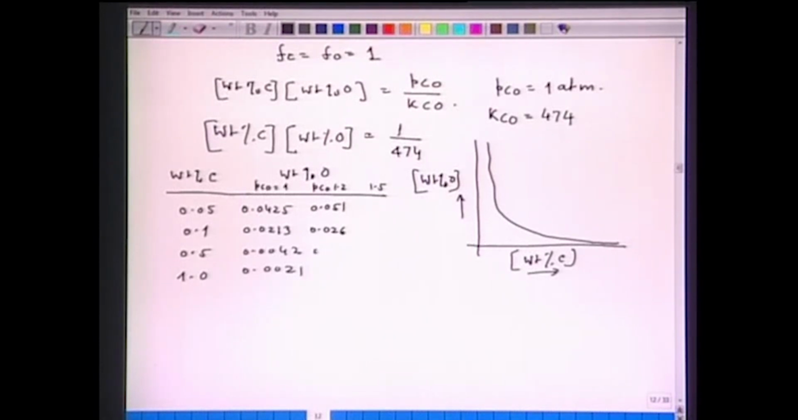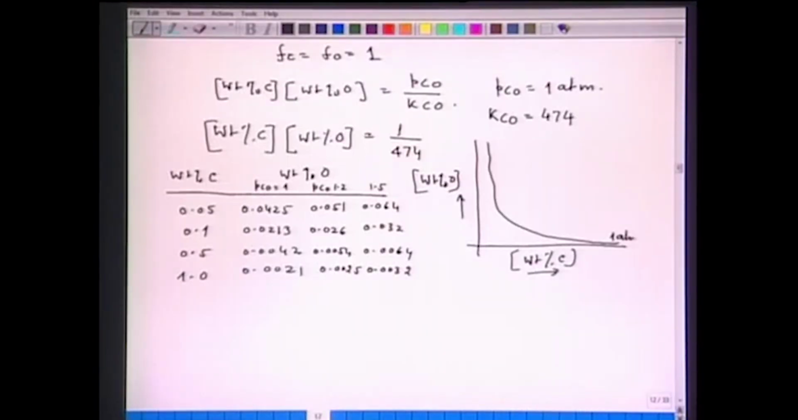At PCO equal to 1.2 atmosphere, 0.051, 0.026, 0.0054 and 0.0025. At PCO equal to 1.5 atmosphere, I calculate 0.064, 0.032, 0.0064 and 0.0032. So, what this calculation suggests is that an increase in the partial pressure of carbon monoxide increases the dissolved oxygen content in steel.